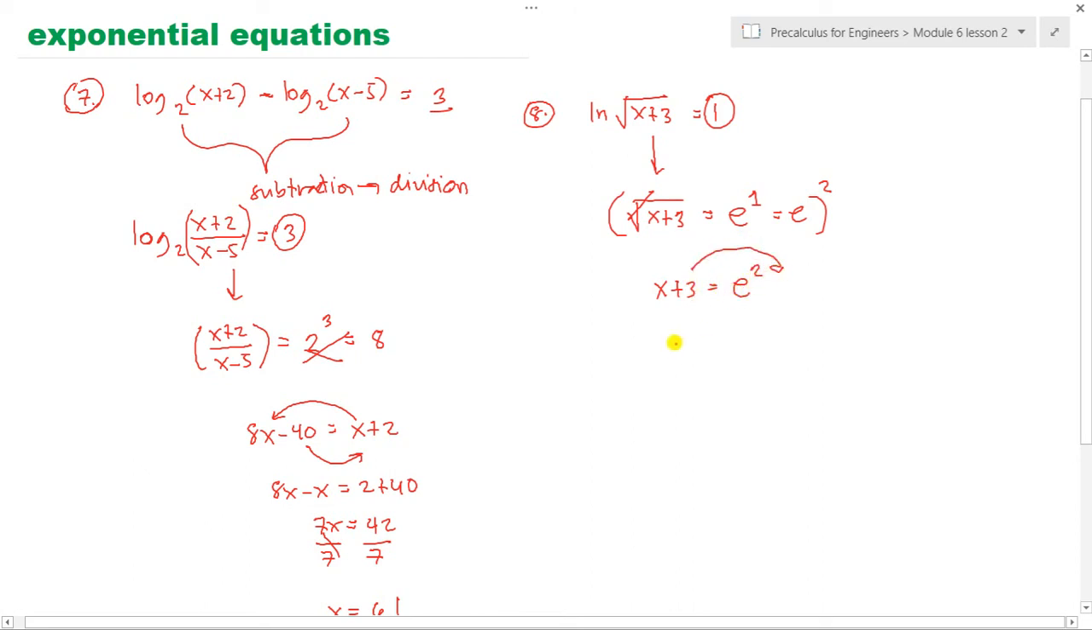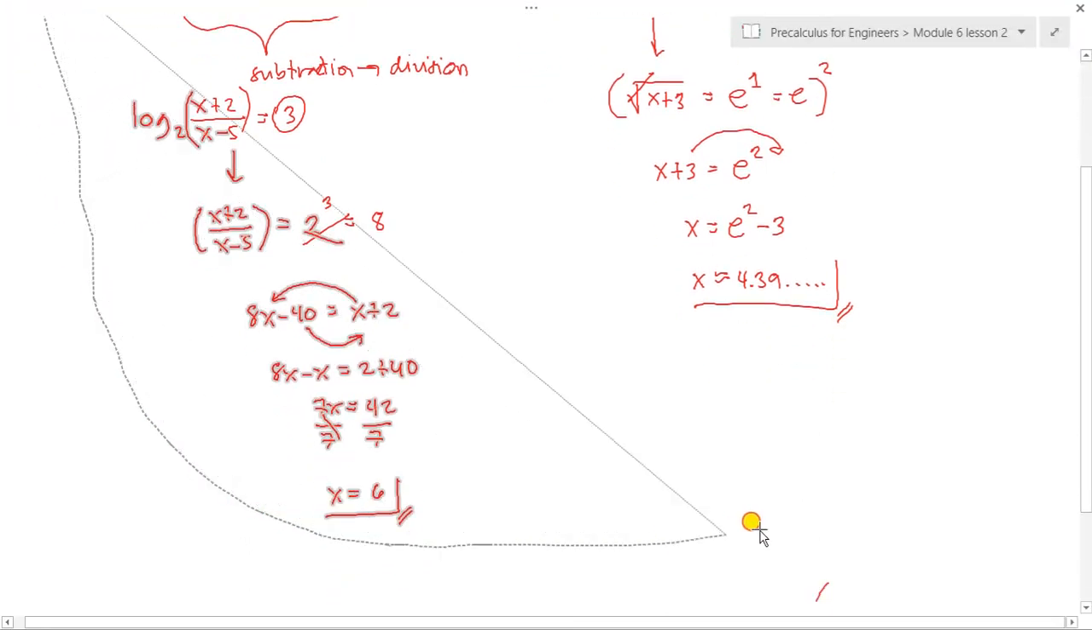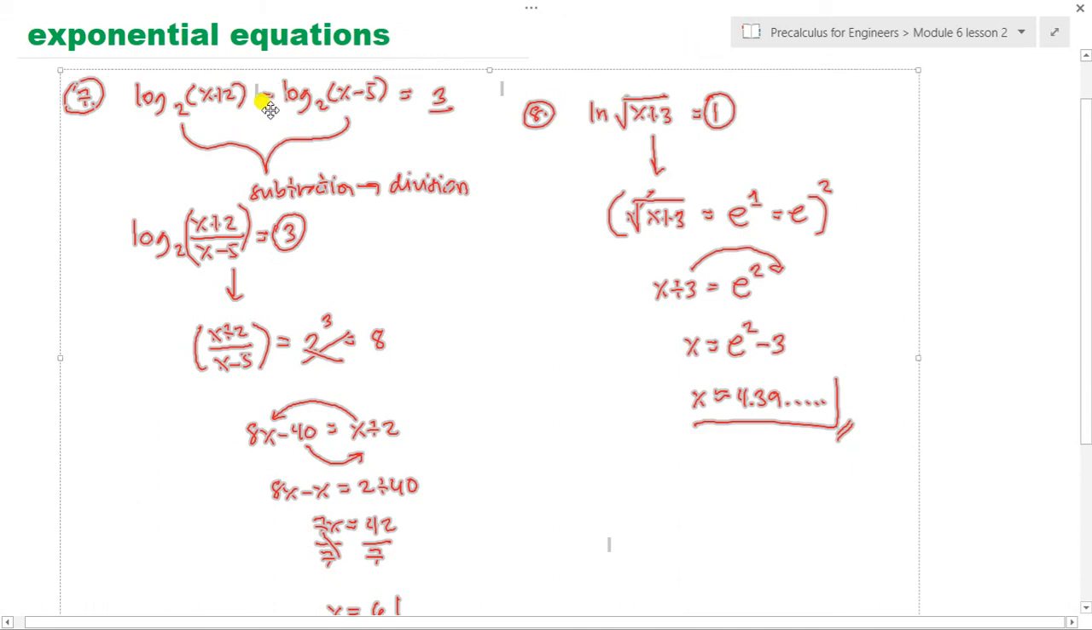Then, transpose on the other side, that is x equals to e to the power of 2 minus 3. Simplifying further, x here is approximately e to the power of 2 minus 3. The answer is approximately 4.39. So, mana ang value sa ato ang x. Okay. So, let's proceed to the last example. Ang last example, medyo tricky siya gamay, pero makuha na nato.